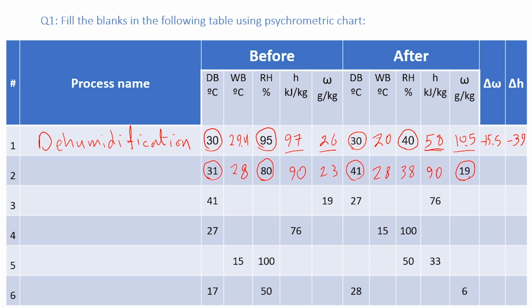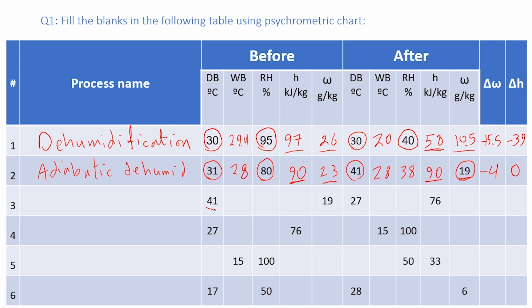So delta omega is 19 minus 23 will give us minus 4. Delta H is 90 minus 90 will give us 0. Since this is an adiabatic process, since this is adiabatic dehumidification, the enthalpy change will be 0.